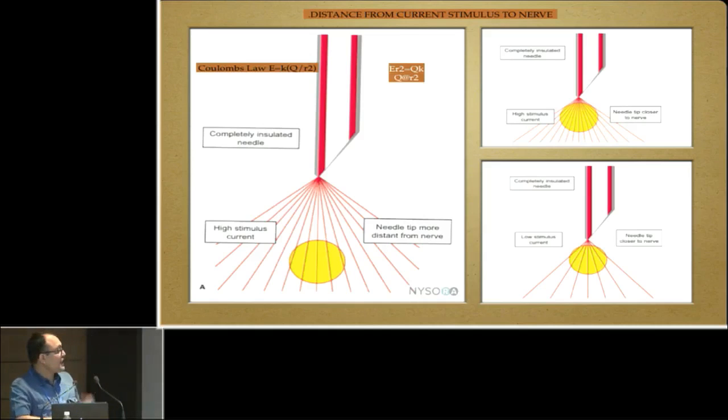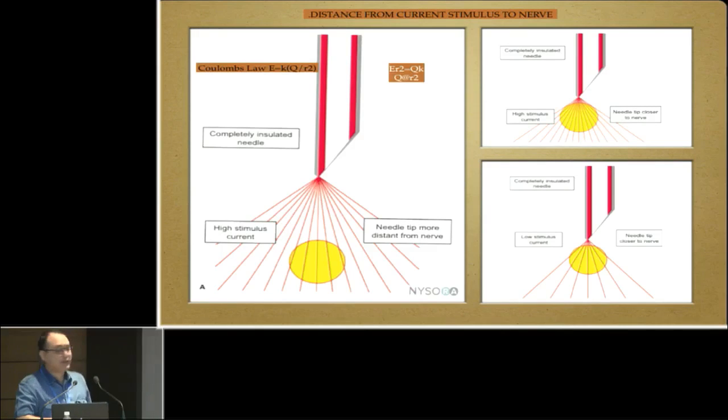What is the science? That can be told by Coulomb's law. If you rearrange this Coulomb's law, the intensity of the current is directly proportional to the square of the distance between the nerve and the needle. This is the current intensity and this is the needle. If the needle tip is far away from the nerve, it requires a larger current to stimulate the nerve. But if it is close to the nerve, it requires a lower current to stimulate the nerve.